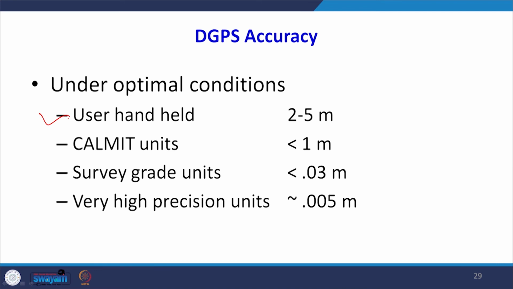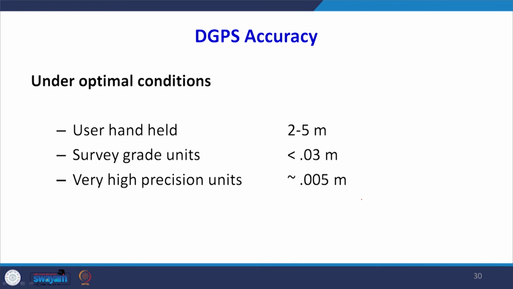So, we can get from DGPS, from our handheld systems, 2 to 5 meter of accuracy. Then we can get our survey grade units with 0.03 meter accuracy, and very high precision units with 0.005 meter accuracy. So, you can see that the accuracy level is in centimeters, which we can get from these instruments. These are the survey grade units and very high precision units.